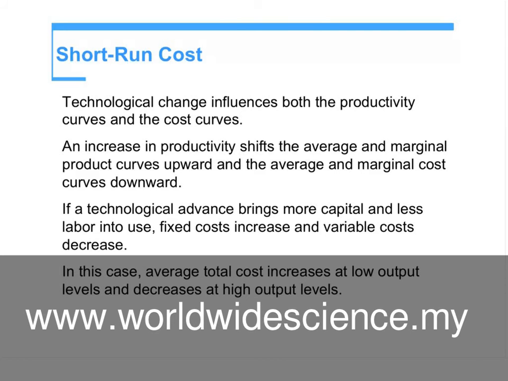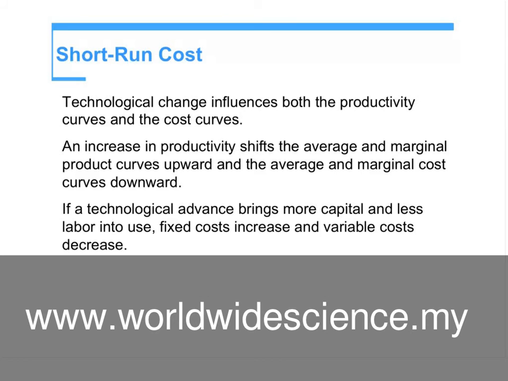So in the long run, all inputs are available and all costs are variable. So the production function: the behavior of long-run cost depends upon the firm's production function, which is the relationship between maximum output attainable and the quantities of both capital and labor.